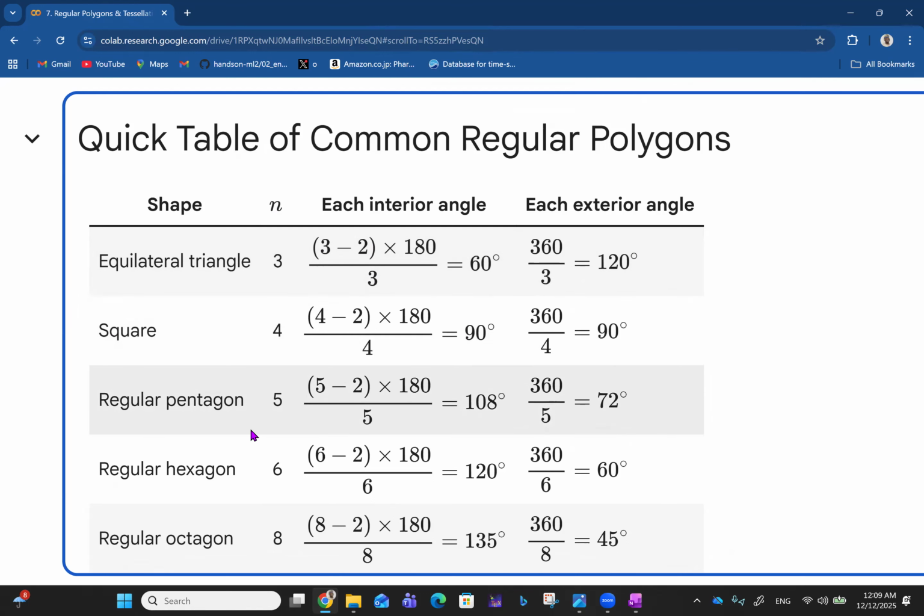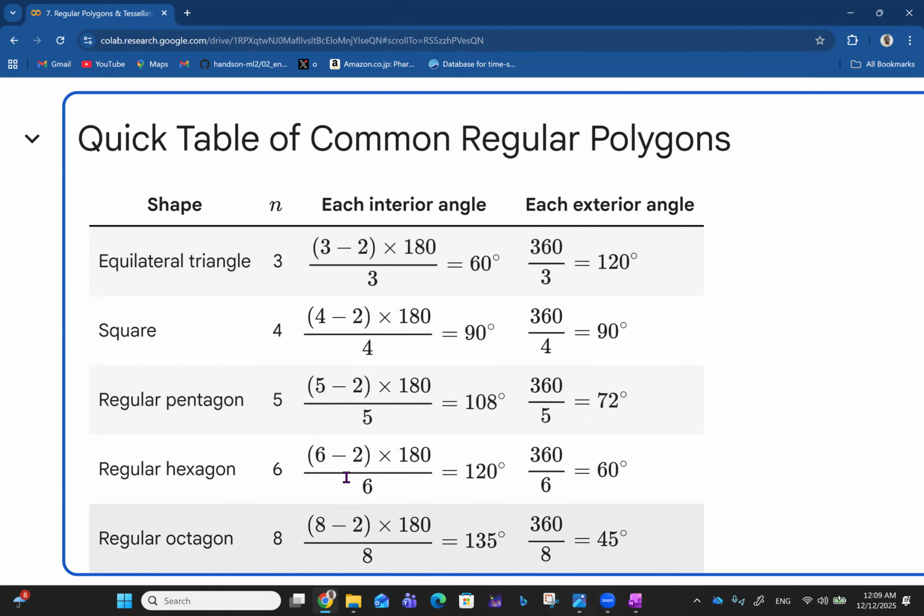Then for a regular pentagon, 5 sides. Each interior angle is 5 minus 2 times 180. That's 3 times 180, which is 540 divided by 5. That's 108 degrees. Each exterior angle is 72 degrees. Wow, I'm seeing a pattern that is really interesting here. Okay, well, it is expected, right? So a regular hexagon has 6 sides.